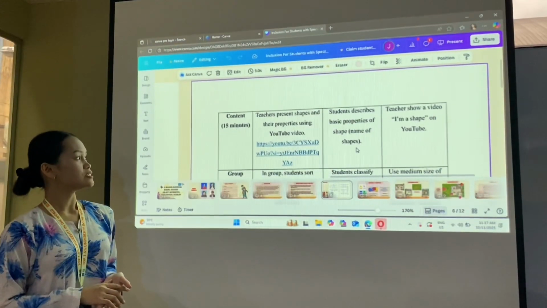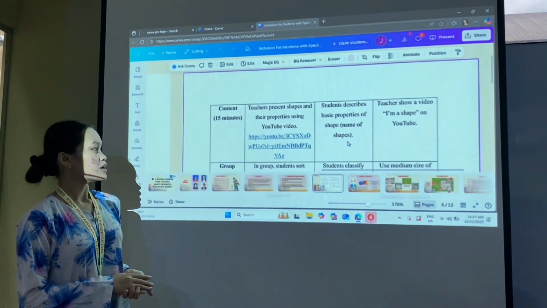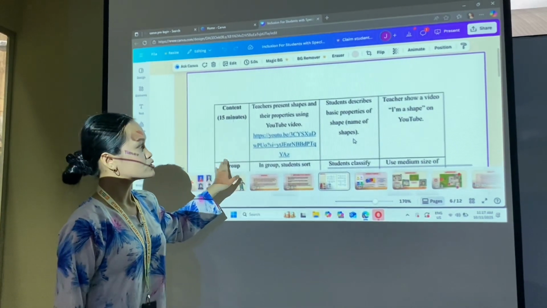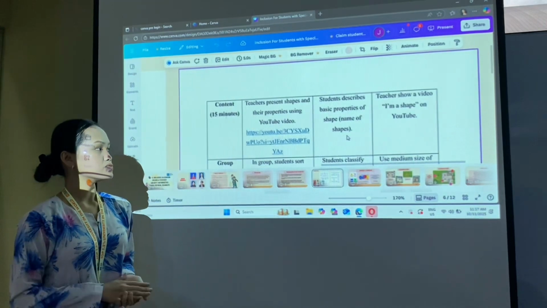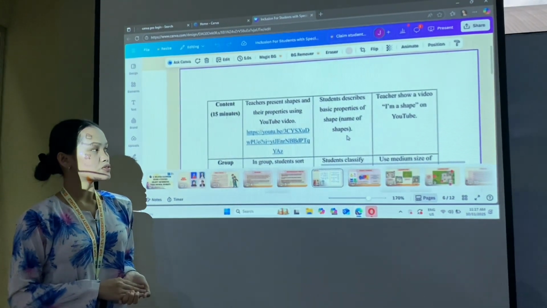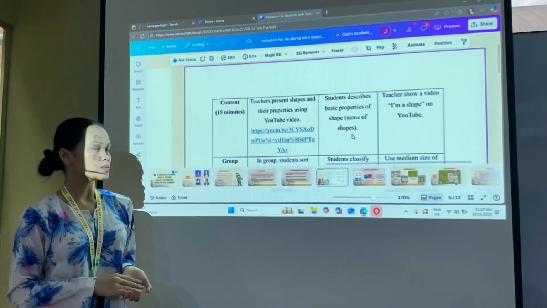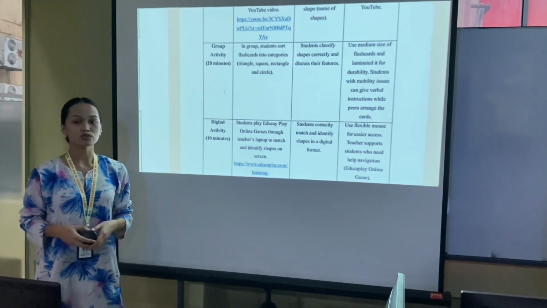For the content, it is 50 minutes. The teacher presents the shapes and their properties using a YouTube video, and the learning outcome is students describe basic properties of the shapes and the naming of the shapes. And the material we use is a video shown by the teacher, whose topic is "I'm a Shape" on YouTube.